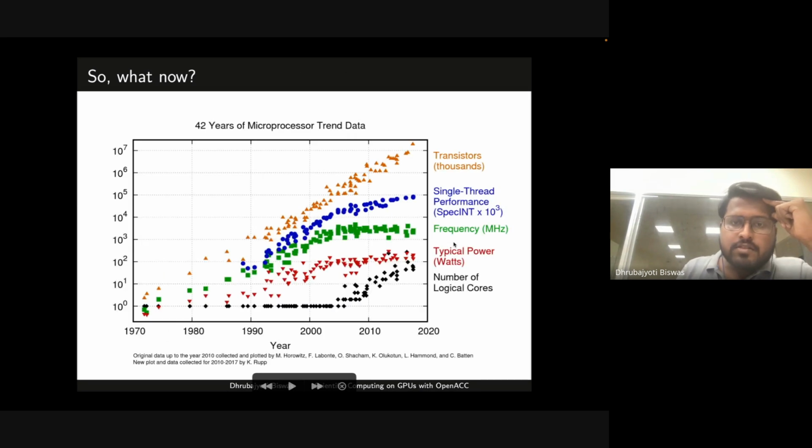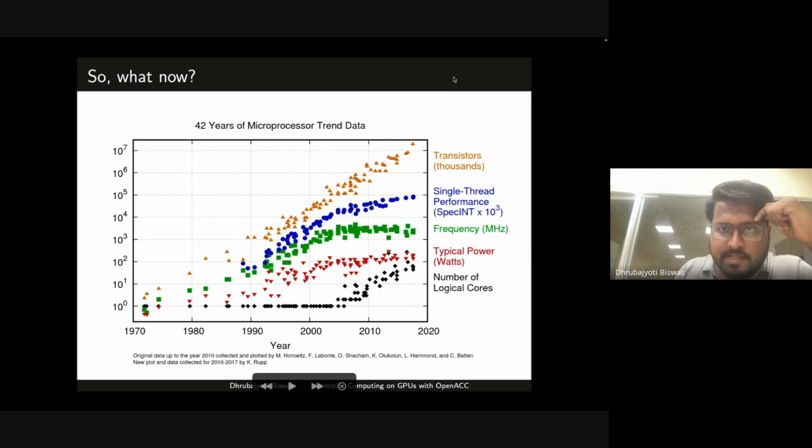So what now? If you look at this graph, there are multiple data points. On the top, there is this orange line, which is the transistor count. That is increasing almost linearly. No, that is also increasing exponentially, because the y-axis is on a log scale. If you look at the frequency, you see there has been an increase, but then it has again stagnated. That correlates pretty well with the typical power dissipated through the system. That has also stagnated, because we cannot go beyond 10 to the power 2 or so. And the number of logical cores was 10 to the power 0 till sometime after 2000, and after that we have started seeing multi-core.